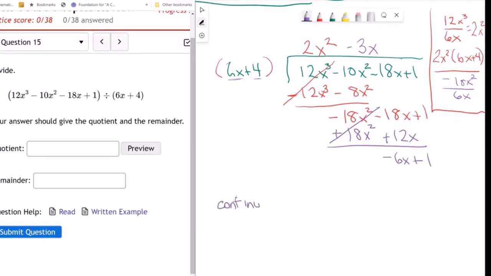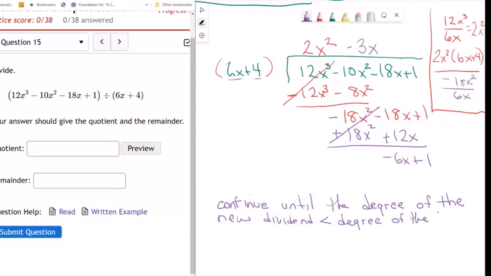Continue until the degree of the new dividend is smaller than the degree of the divisor. So what does that mean? It means when the degree of this is smaller than the degree of this, I'm done. But they're still equal, aren't they? Yes. So I have to keep going.